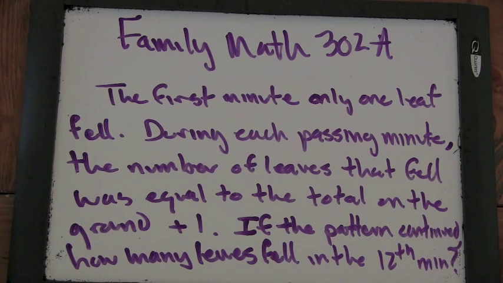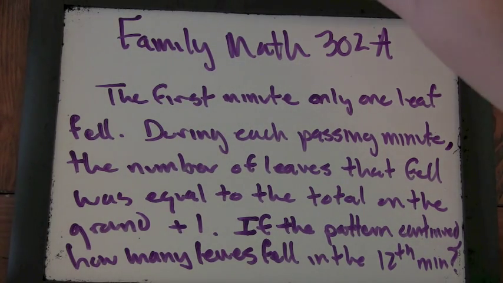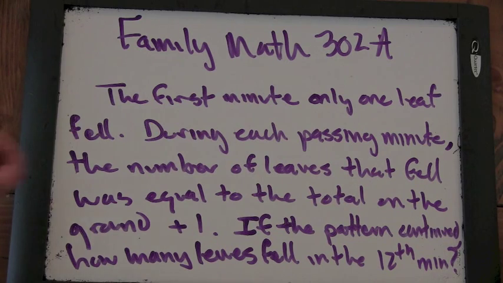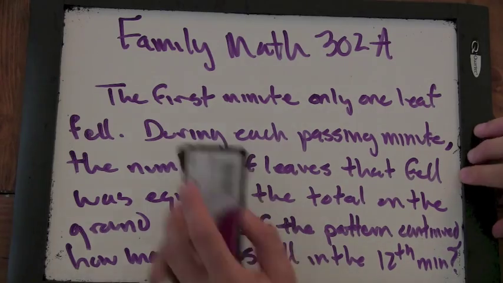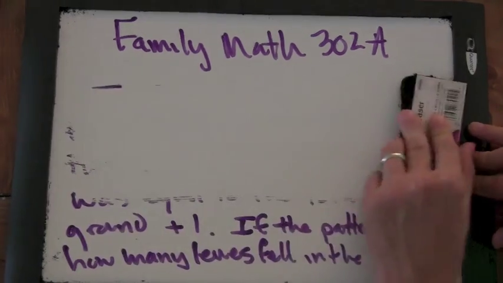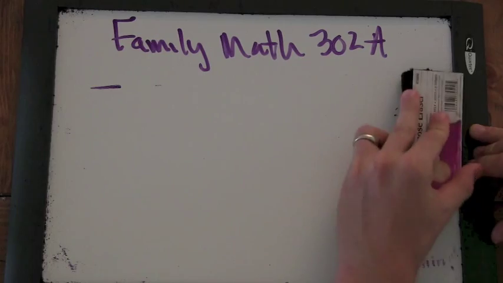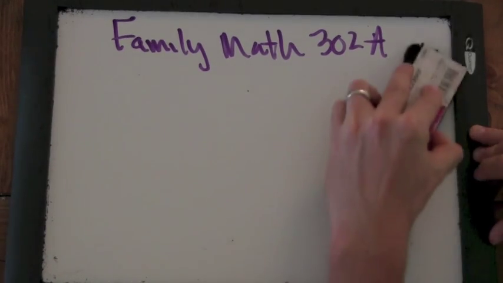Okay, so before we get going, do you understand what's going on? Yeah. So for the first minute, one leaf falls, and then during each passing minute, the number of leaves is equal to the number of leaves on the ground plus 1. So the next minute, it would be the number of leaves on the ground, 1, plus 1. That would be 2. Okay. So we could write the total number of leaves that would be on the ground.